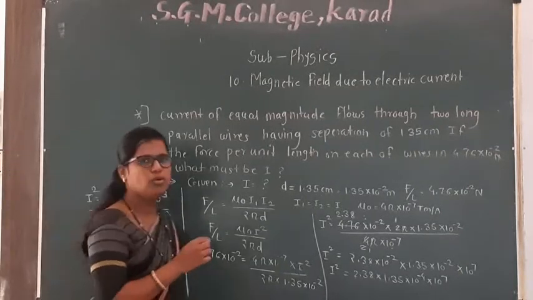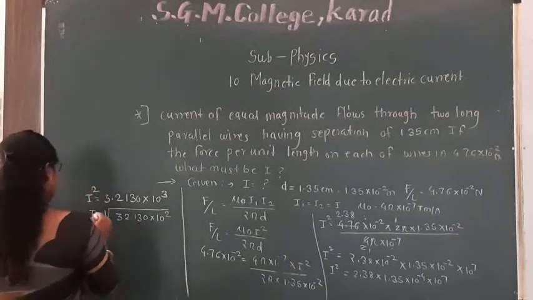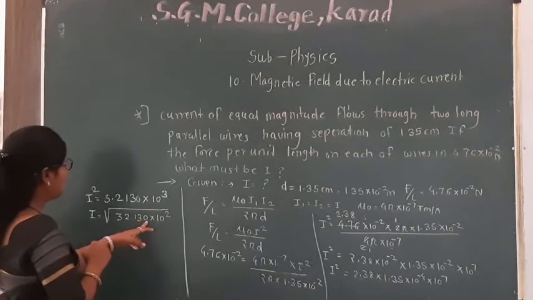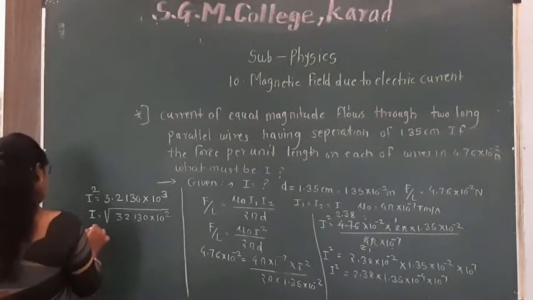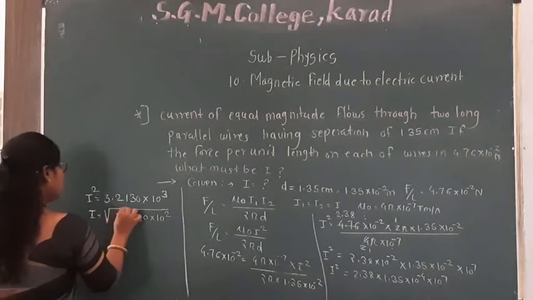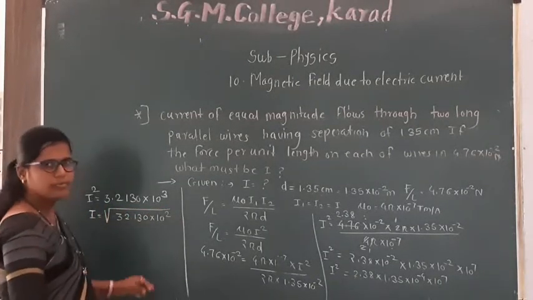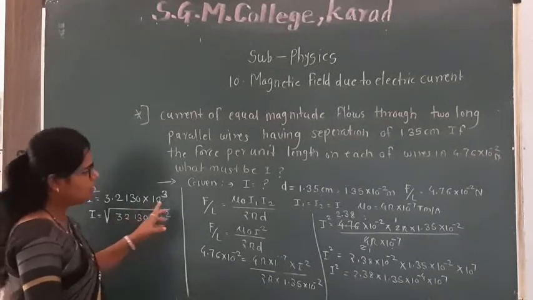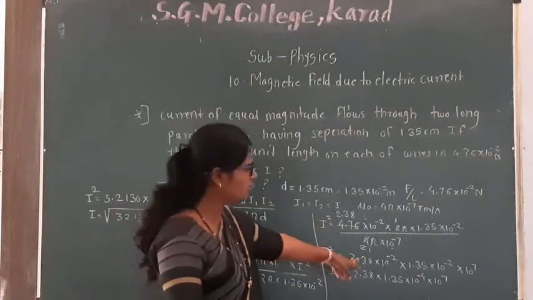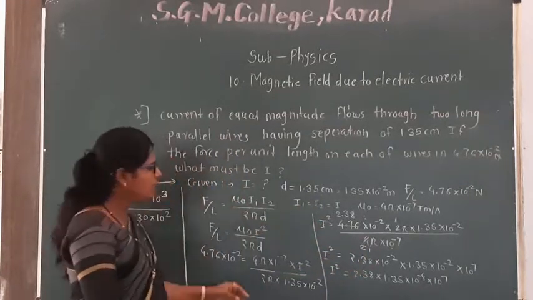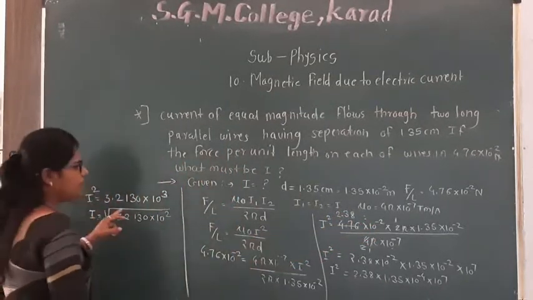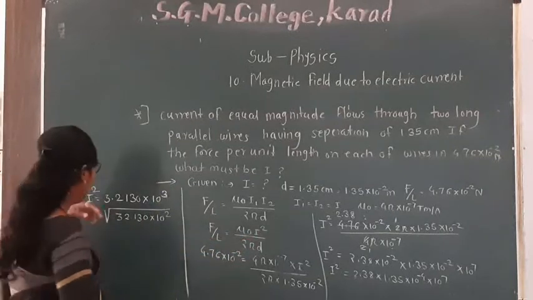32.130 into 10 raised to 2. Now here I is equal to square root of 32.130 into 10 raised to 2. By using the log table, we can calculate the square root values. The square root column is given in the log table. Each calculation we have to do by using the log table. If there is a simplified calculation we can calculate directly, but if there is a complicated calculation we can use the log table.